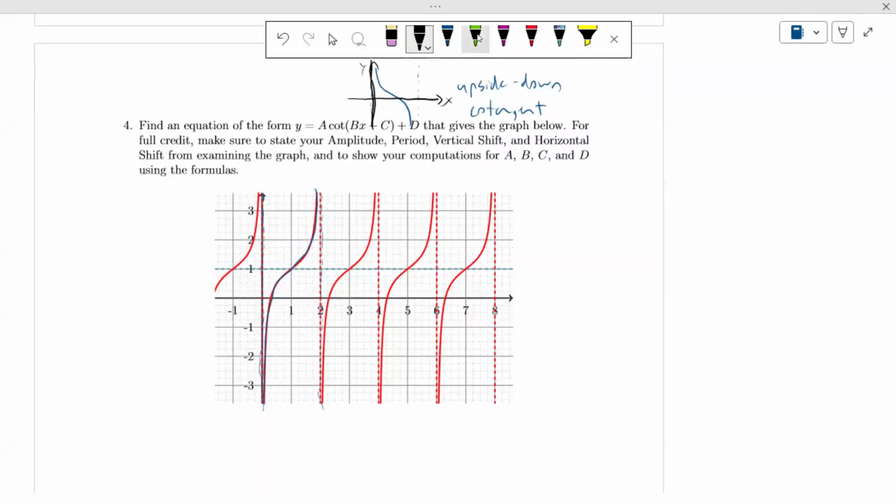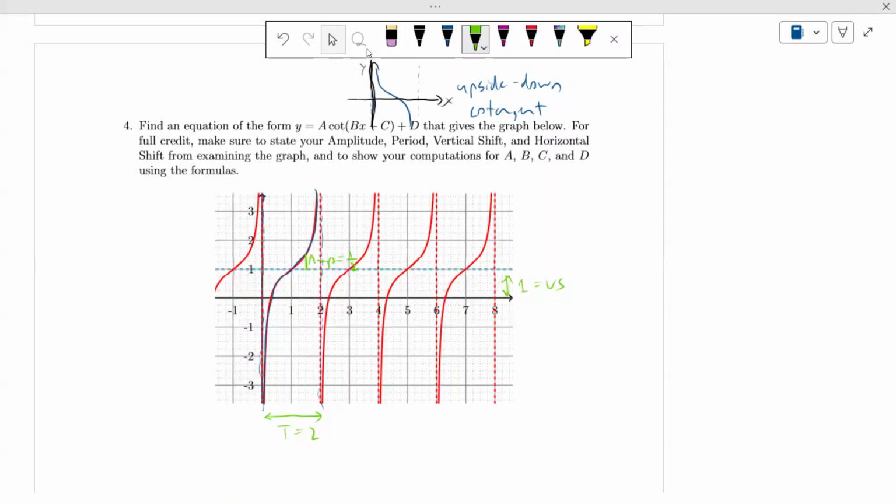Now let's label the same features on here. The distance between your vertical asymptotes, that's your period, which is 2, same thing that we did for tangent. Your vertical shift is still 1, wherever your axis of symmetry is. Your amplitude is the distance between the axis of symmetry and wherever your y2 is, which is going to be 1/2. So it's the same parameters as you had for tangent. Your amplitude, your period, and your vertical shift are all the same. The only thing that changes is your horizontal shift.